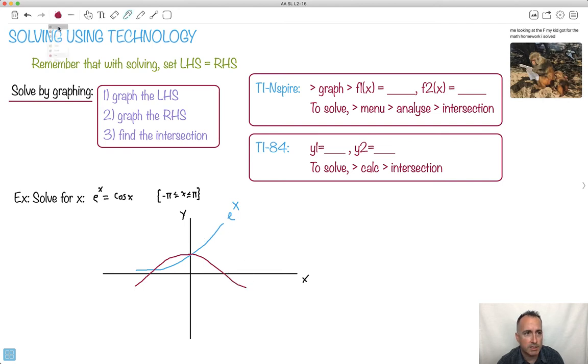So the key thing is to see where it is that those two things meet. So they meet here and here. Those are the two places where they intersect, which means that's where they meet. So that's the intersection here.